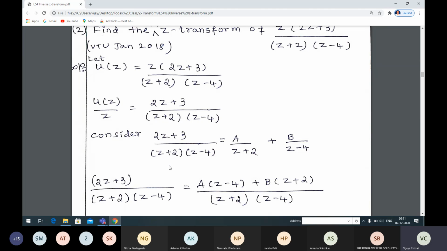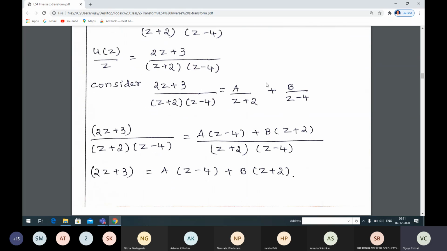So resolve this by using partial fractions. What do we have here? Different linear factors. So we can write this as A divided by Z plus 2 plus B divided by Z minus 4, right? Now, by proper substitution of Z, we need to find A and B. So first, let us take the LCM, which is Z plus 2 into Z minus 4. Z plus 2 is there, multiply by Z minus 4, and Z minus 4 is there, multiply by Z plus 2, right? If you are perfect, you can write this step directly.